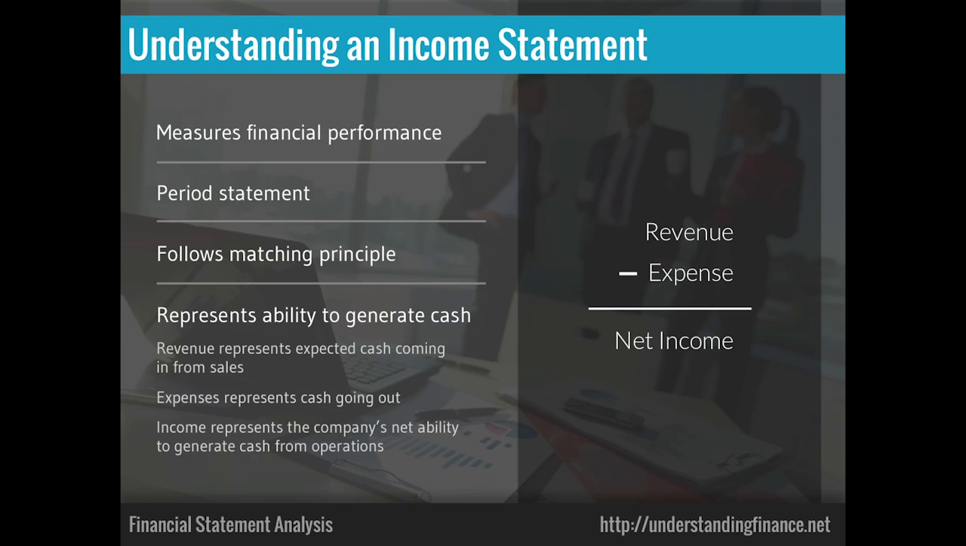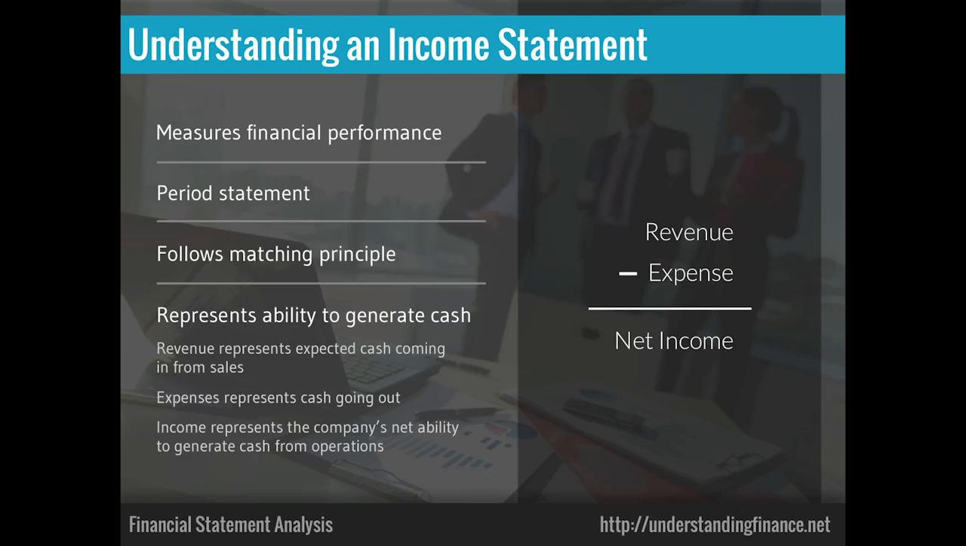So what is really on an income statement? First, it has what's called revenue, which is a representation of all the cash that is being invoiced and cash that will be collected, so cash coming in, minus expenses. These are the expenses. This is the cash going out of the business. So net income is the difference between cash coming in and cash going out.